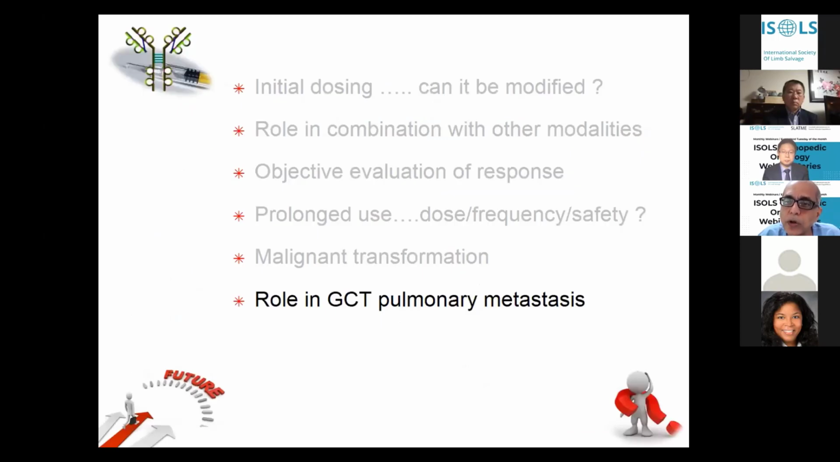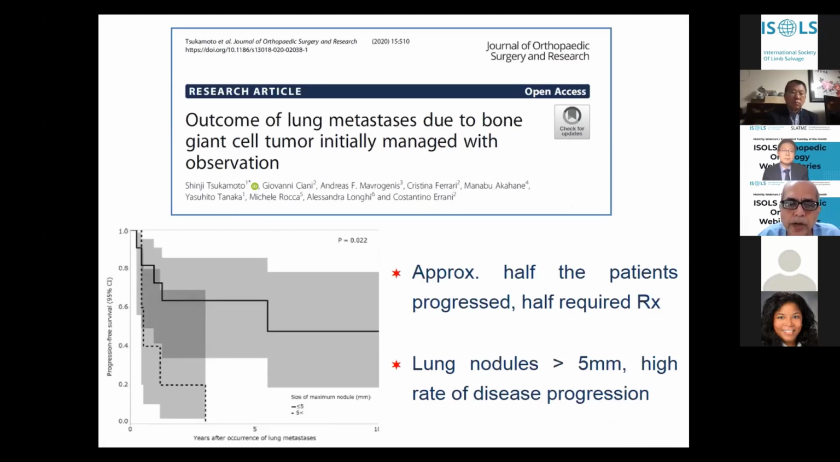What is the role of denosumab in giant cell tumor pulmonary metastasis? And this is a good article that talked about the progress of pulmonary metastasis, where they said that half the patients, even under observation, progressed and required treatment, especially lung nodules that were more than 5 millimeters in size. So what is the potential role of denosumab, either short-term to keep it under control or long-term prolonged, in pulmonary metastasis? Though rare, it is something that we need to study.